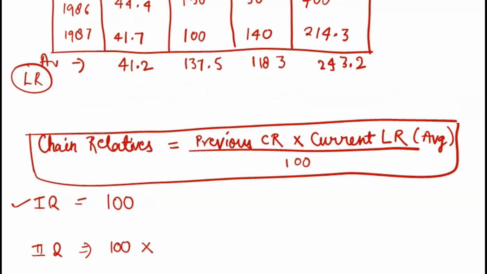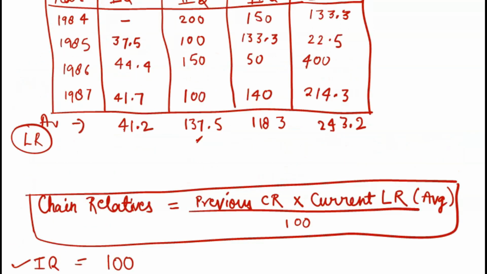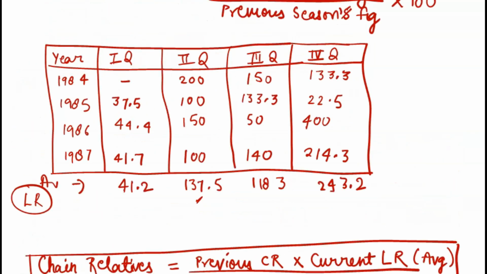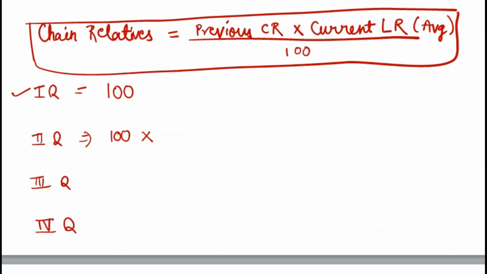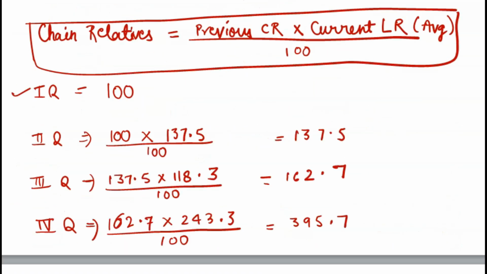So in the second quarter, this is the current average. This is the second quarter, right? So here you can see second quarter, this value is the current link relatives. Third quarter, this value, and fourth quarter, this value. So these 3 we will take, and for each quarter we will take it like this and then find it out.